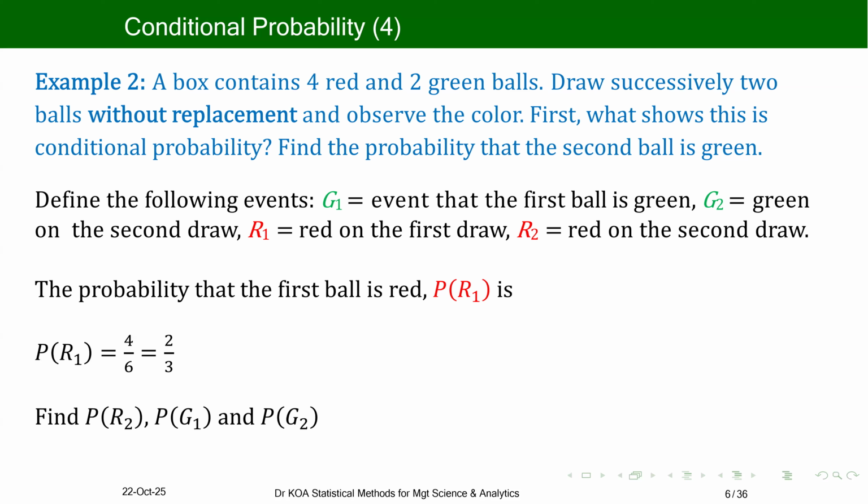I want you to find the probability of R2, that a ball selected at random with replacement is red. What is the value? Also find the probability of green one, and that of green two. Now you have 3 minutes to do that. The timer is already set.